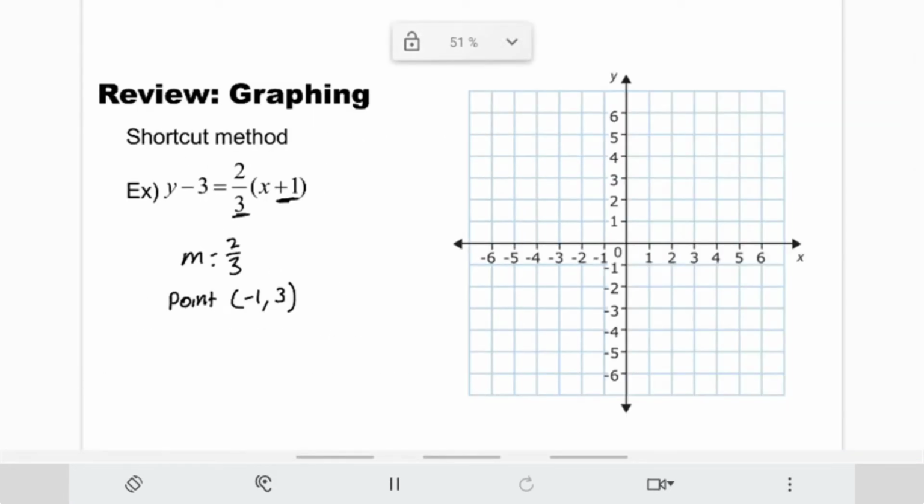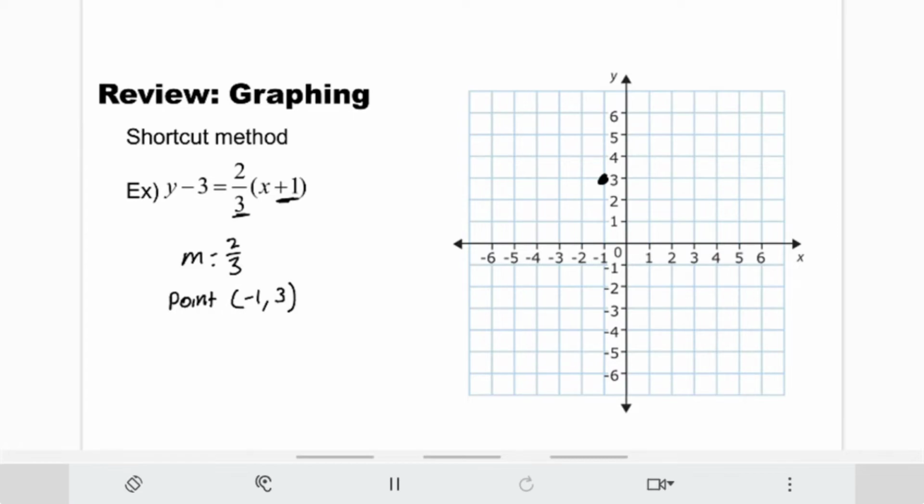In order to graph a line, we need 2 points. So let's put our first point down. -1, 3. That's this point right here. Then in order to find my next point, we use the slope. It says we rise 2 and run 3.